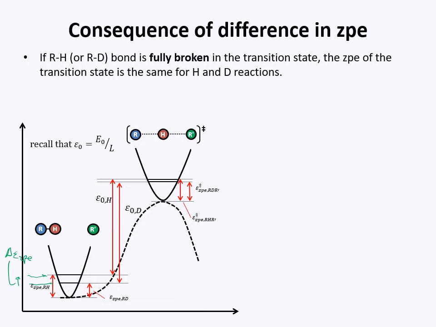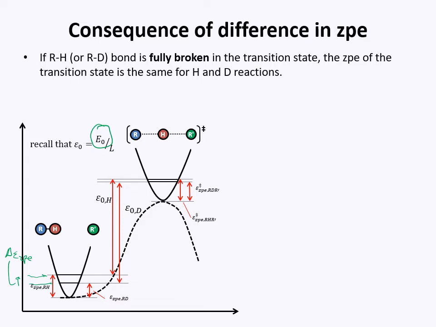Now, if you remember, we've seen this kind of diagram before, because I used it when I first introduced transition state theory, because basically the whole point of the Eyring equation is that this E0 in the Eyring equation is given by the difference in energy of the reactants and the products of the equilibrium.